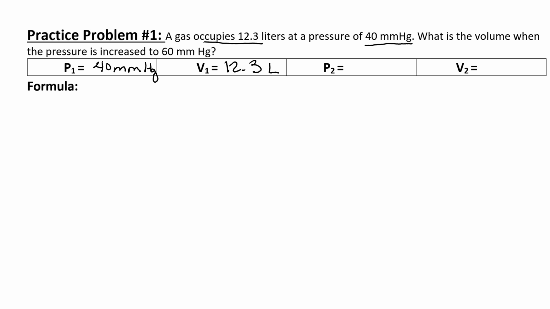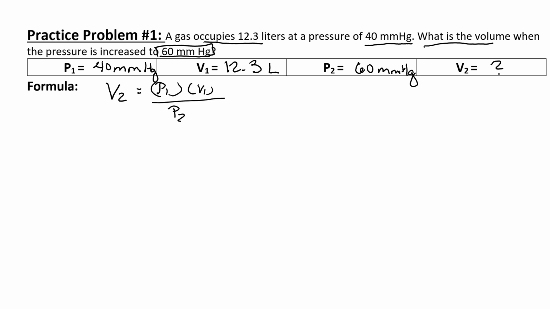And the question is, what is the volume? So our volume is our unknown when the pressure is increased to 60 millimeters of mercury. Okay, so our formula, we are looking for V2. And if you refer back to the notes from just a second ago, if we're looking for V2, it is P1 times V1 divided by P2.